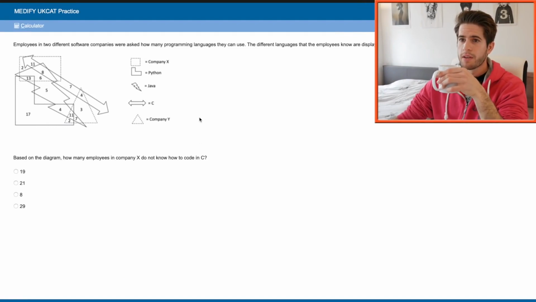Next, meme. Another Venn diagram. I'm going to jump straight to the question. Based on the diagram, how many employees in company X do not know how to code in C? Company X is this dotted line here, and coding in C is this. So 8 plus 11 people do know how to code in C, which means that 6 plus 13 plus 2 do not. So that's 8 plus 13, which is 21, and that will be our answer.